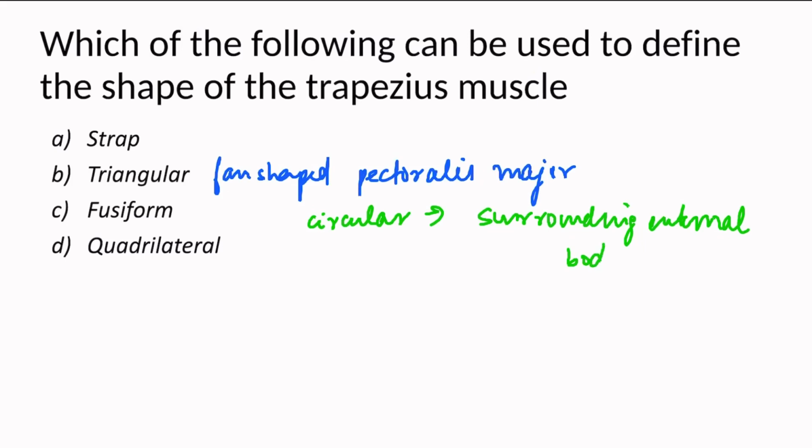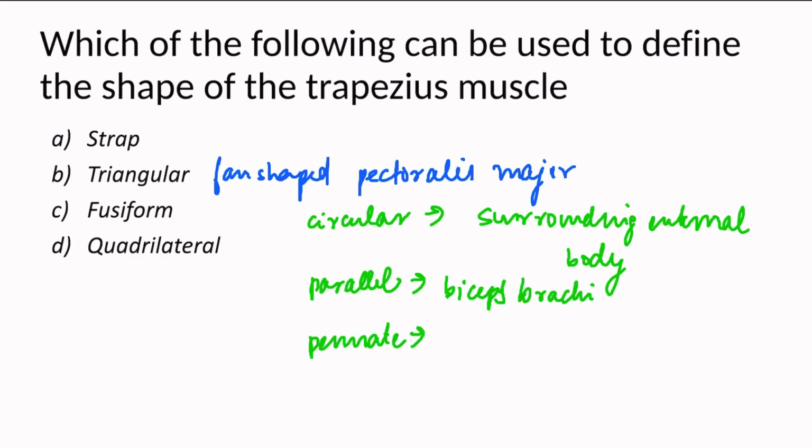Okay, then another shape that you need to remember is parallel muscles. Parallel muscles are seen in biceps brachii. Okay, and pinnate muscle. So in pinnate muscle, the fibers or the fascicles attach obliquely to a central tendon that runs the length of the muscle. It can be unipinnate, bipinnate, or multipinnate.